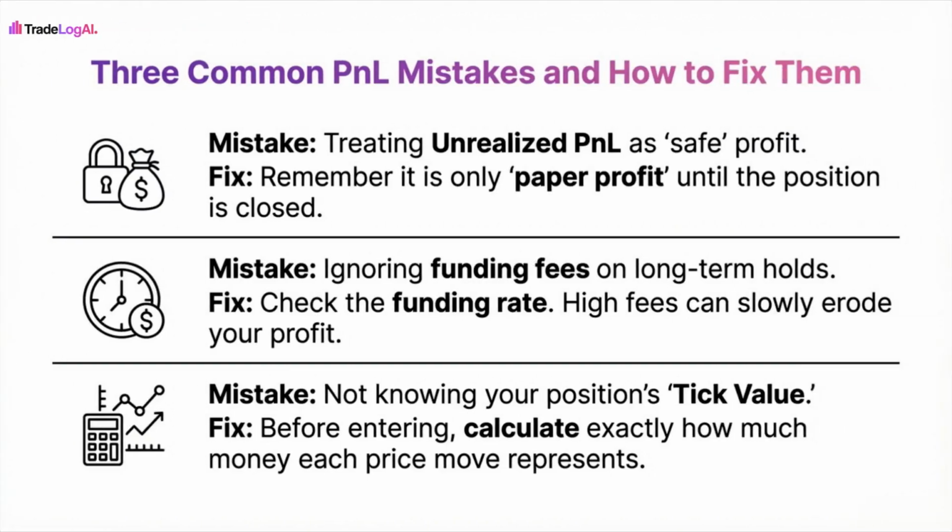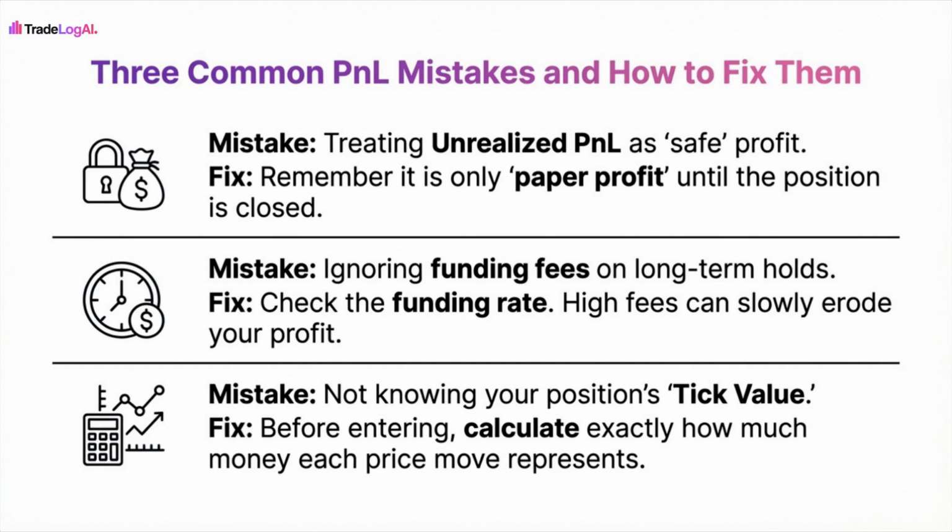Next, let's cover 3 common PnL mistakes and the simple fixes. Mistake number 1, treating unrealized PnL like safe profit. Unrealized PnL is paper profit. It only becomes real when you close the position. Mistake number 2, ignoring funding fees when you hold positions. Always check the funding rate. If funding is high, it can slowly drain your profit, even if your trade is right.